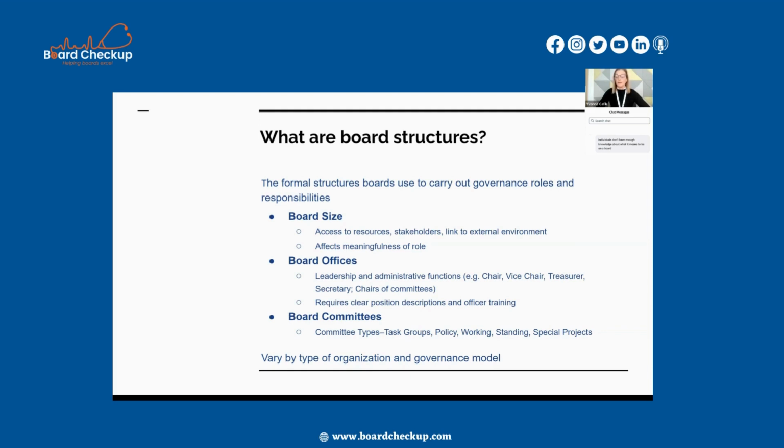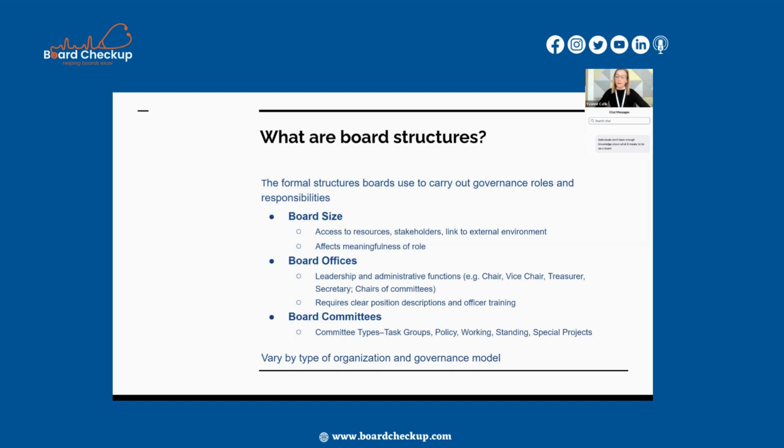And of course, this may vary according to whether the board is all volunteer, a working board, whether it's a policy-only governance board, and whether it's sort of a hybrid of both of those. Offices are structures, and these are the leadership functions and administrative functions of the board reflected in key leadership positions, chair and vice chair, treasurer, and does require clear descriptions and training for those offices.